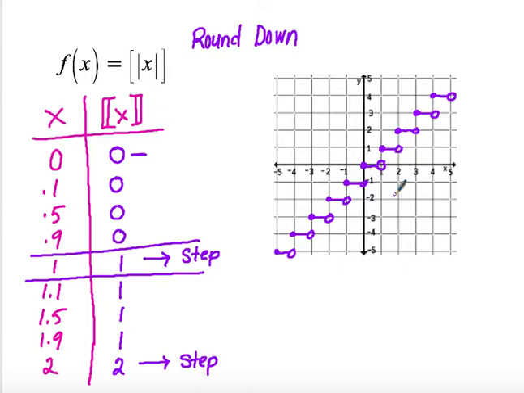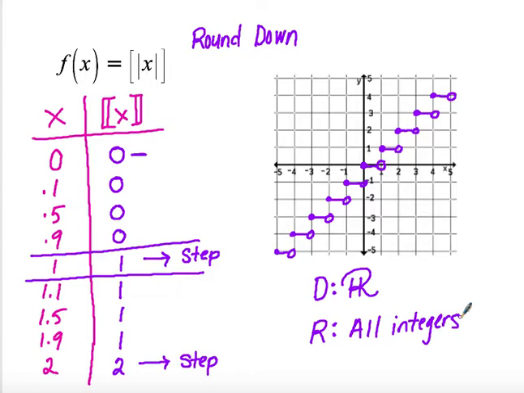So now when I'm looking at the domain, you can see that I can include all values of the real number system, and it doesn't matter what they are. But my range is always going to be an integer: 0, then 1, then 2, then 3. So my range is going to be all integer values. All right, that's the most basic round down function.